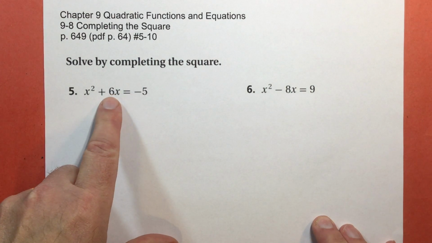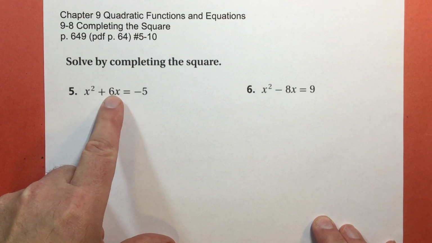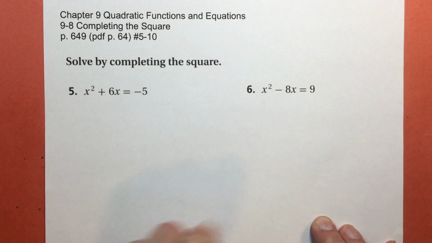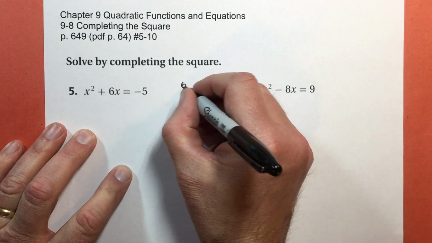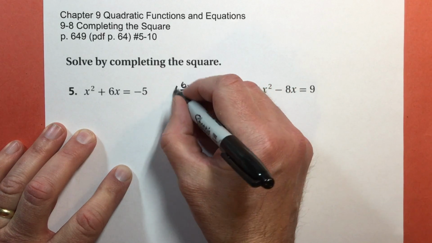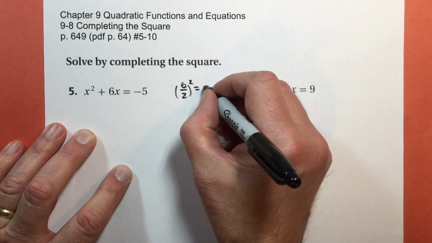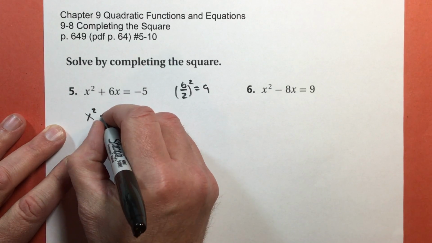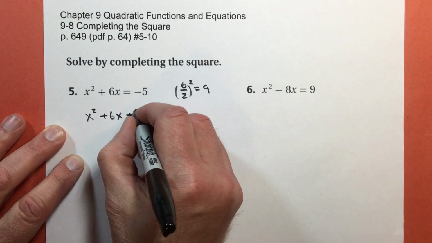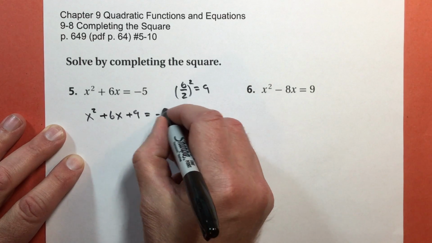Okay, so remember, here are the steps. I'm going to take this number 6, what's being multiplied by the x. Here it's 6, over here it's negative 8. I'm going to divide it by 2, and I'm going to square that number. That's going to allow me to have a perfect square trinomial. So 6 divided by 2 equals 3. 3 squared equals 9. I'm going to add 9 to both sides. x squared plus 6x plus 9 equals negative 5 plus 9.